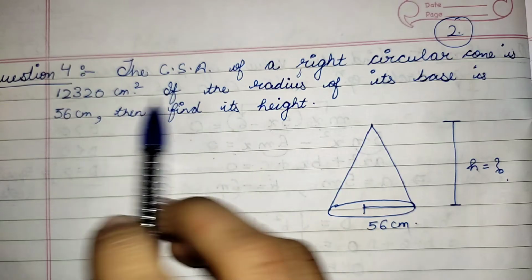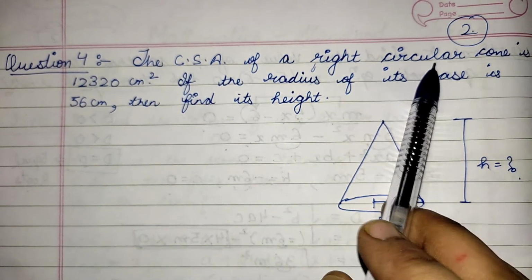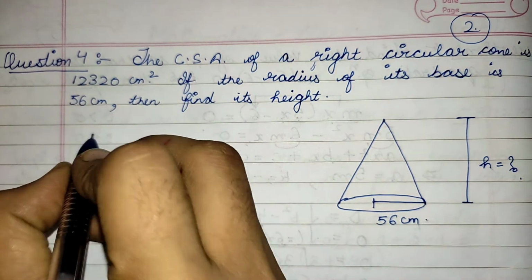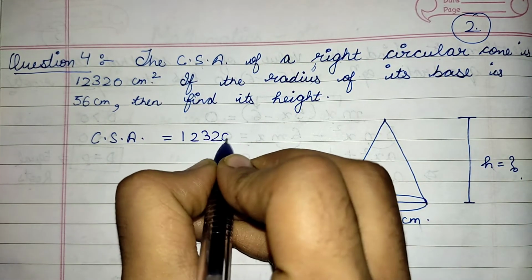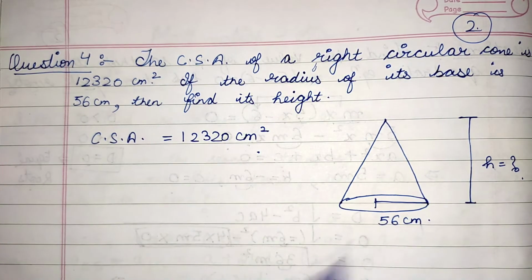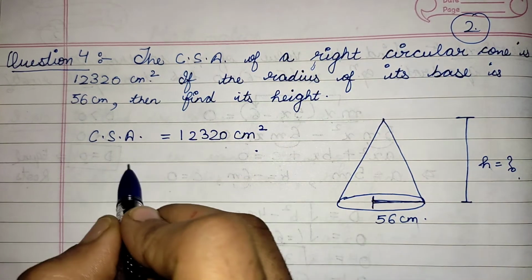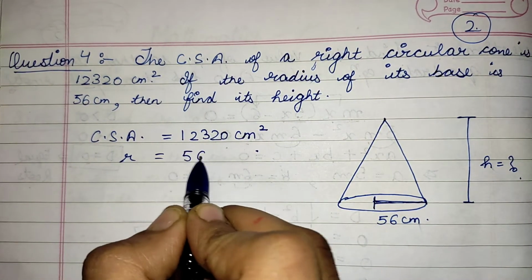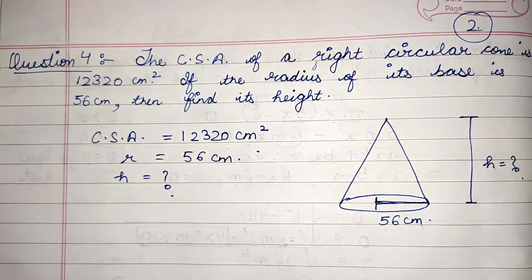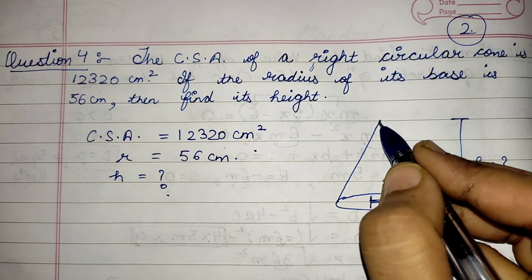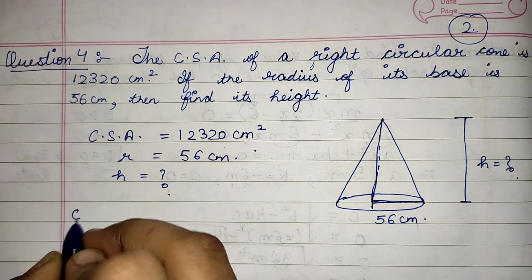Okay, now moving to question number 4. Question number 4 says that the curved surface area of the right circular cone is given to us equal to 12320 centimeter square, if the radius of its base is 56 centimeter. Radius is given to us equal to 56 centimeter. Then we have to find out the height of the cone. This height we have to find out. So how can we find it out?